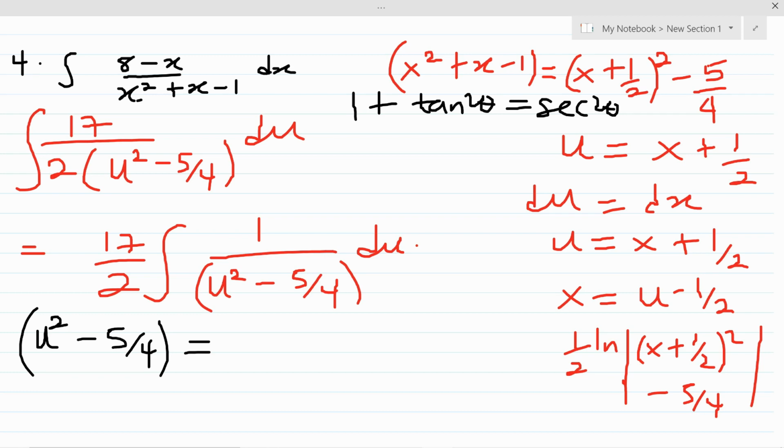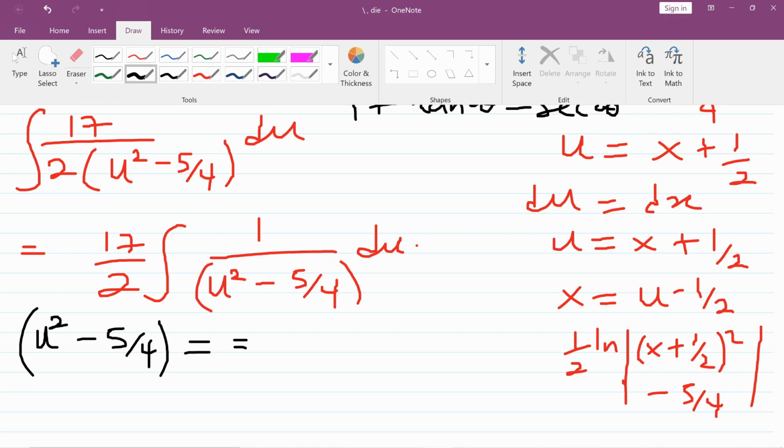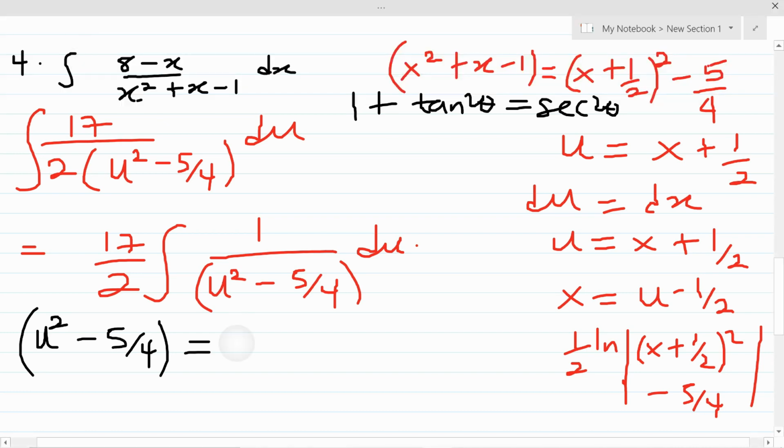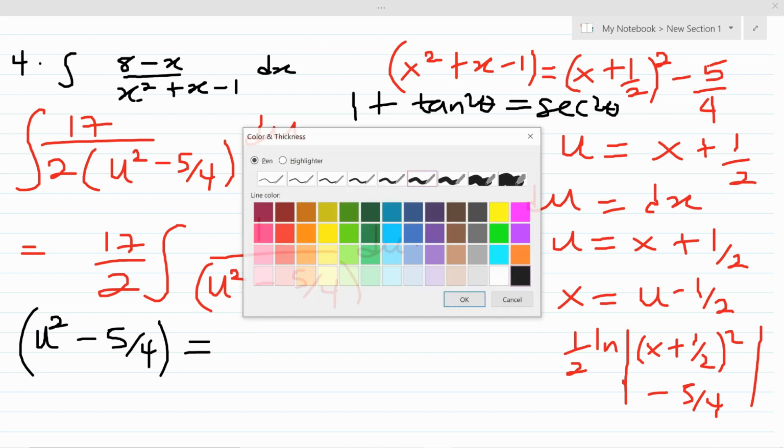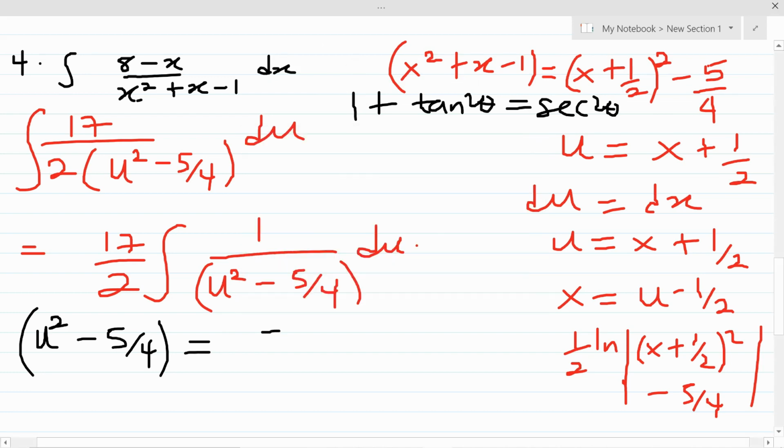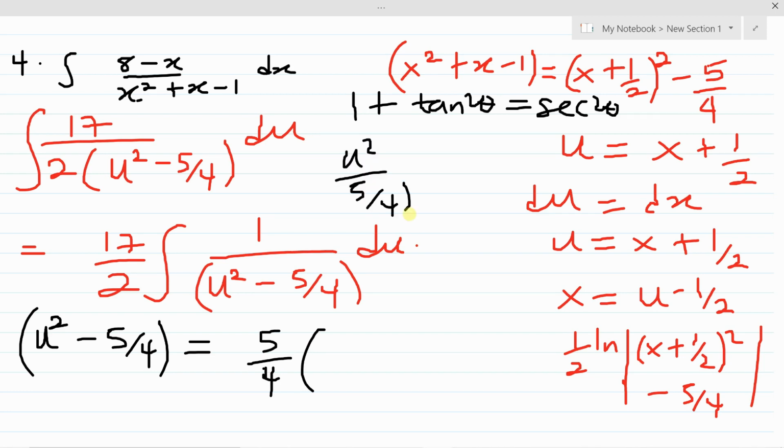But the only way we can do that is let's factor 5 over 4 out. Then we divide u squared by 5 over 4. So u squared over 5 over 4 will actually give us 4u squared over 5. I hope I'm correct. So I'm just coming to quote it inside.